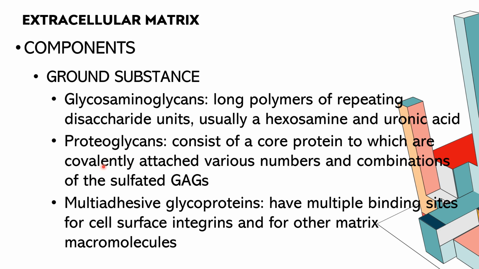Your proteoglycans consist of a core protein. Of course, proteoglycans are a mixture of carbohydrates and protein. They consist of a core protein to which are covalently attached various numbers and combinations of sulfated glycosaminoglycans. And then you have your multi-adhesive glycoproteins. These possess multiple binding sites for cell surface integrins and for other matrix macromolecules. Again, your ground substance is composed of glycosaminoglycans, proteoglycans, and multi-adhesive glycoproteins.